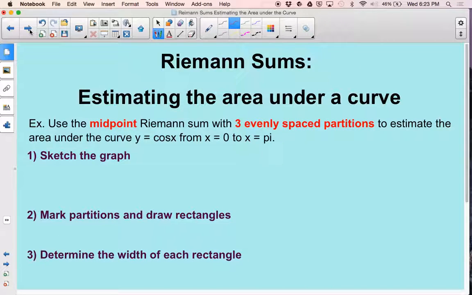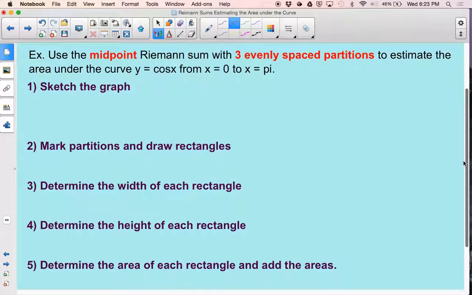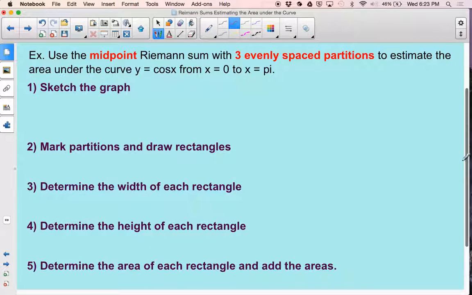All right, next slide. So now we're going to use a midpoint Riemann sum. So we used a left-hand one and we used a right-hand one. And this example is the hardest one, so make sure that you're really paying attention. If you have questions, stop and try and get them answered. So we're estimating the area under the curve y equals cosine x.